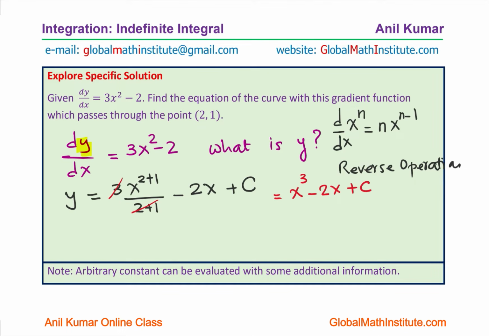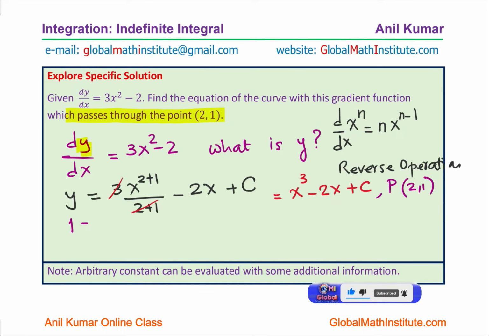Correct? Now to find the value of c, what are you going to do? We are going to utilize the information given to us. The function passes through the point 2, 1. So if I substitute x as 2 and y as 1, I should get the value of c. Correct? So that is what it is. So I'm going to do just that. So it goes through a point P, which is 2, 1, right? So I'm going to substitute the values.